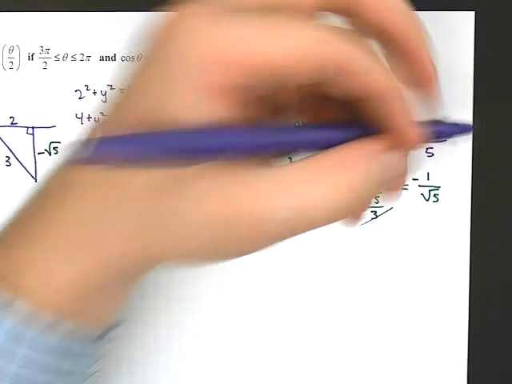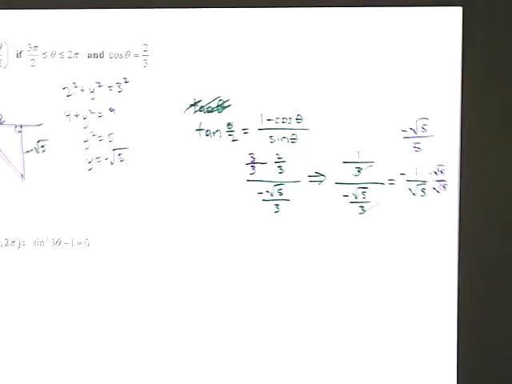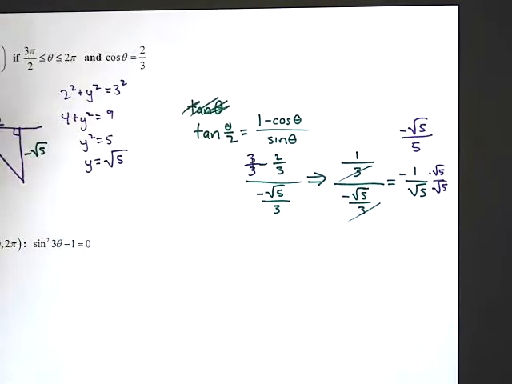How did I get it? I multiplied top and bottom by root 5. Okay, so be on the lookout for these two types of answers on your final exam.